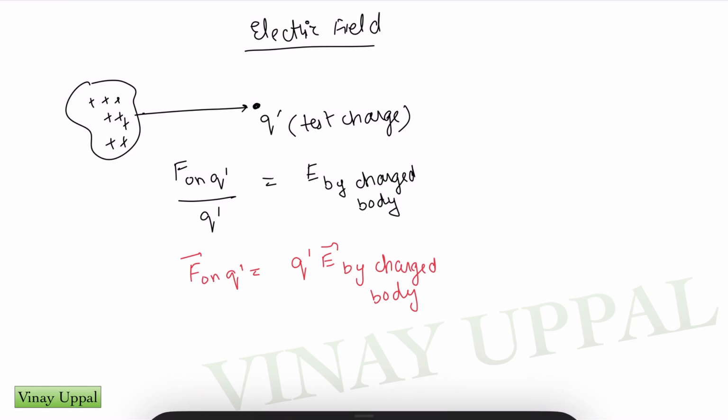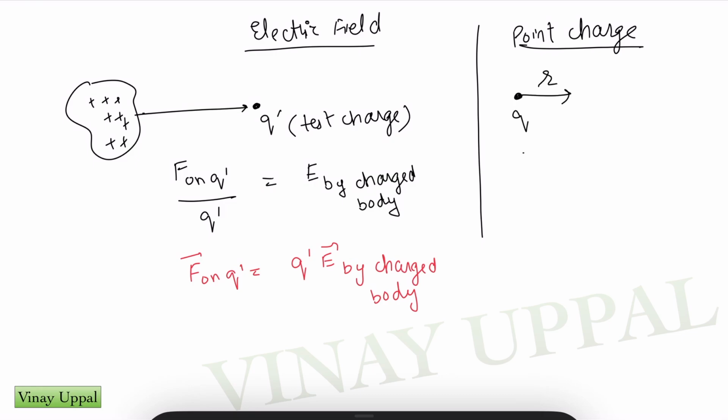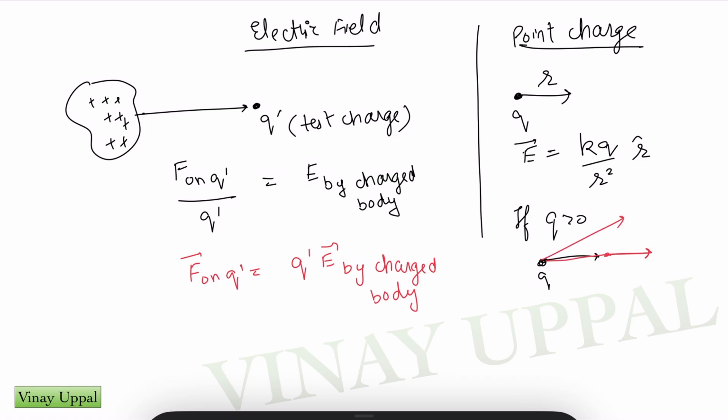So for a point charge Q at a distance r, I will write down my electric field as kq by r square r cap. So this is what the electric field of a point charge comes out to be. You can see if Q is positive, then the electric field at this point will be pointing away from the point charge. So for positive charge, the electric field lines are pointing all away from the point charge.